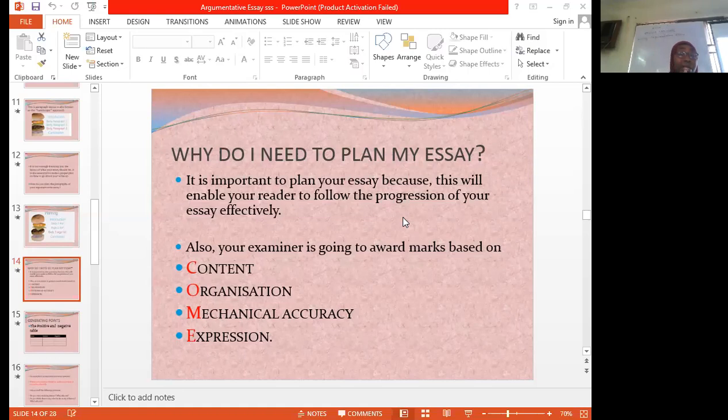So I've given it an acronym. It's COM. C for content, O for organization, M for mechanical accuracy, and then lastly, the expression.